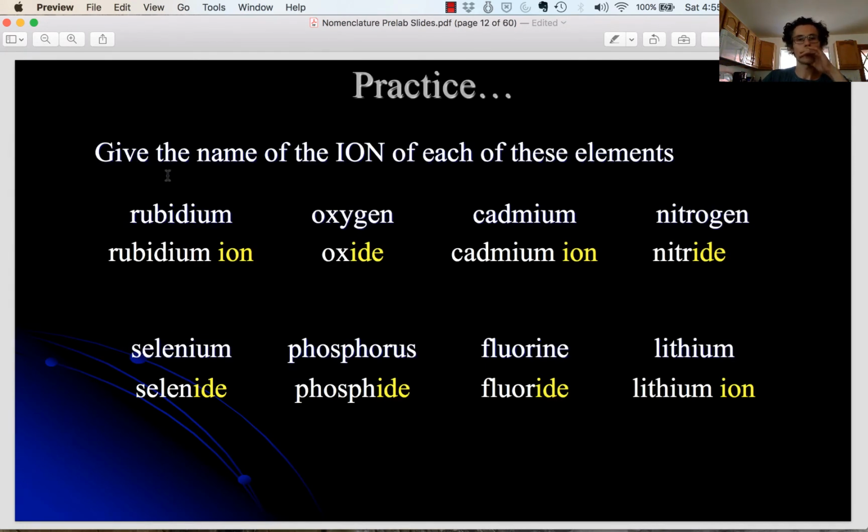All right, so if you're going to practice these, rubidium is a metal, so you'd name it rubidium ion. Oxygen, the ion that forms is oxide. Cadmium would be cadmium ion, because cadmium is a metal and forms a positive charge. Nitrogen is a nonmetal, gains electrons to become nitride. Selenium is also a nonmetal. It's going to gain electrons to become selenide. Phosphorus becomes phosphide. Fluorine becomes fluoride, and lithium becomes the lithium ion because it's positive.